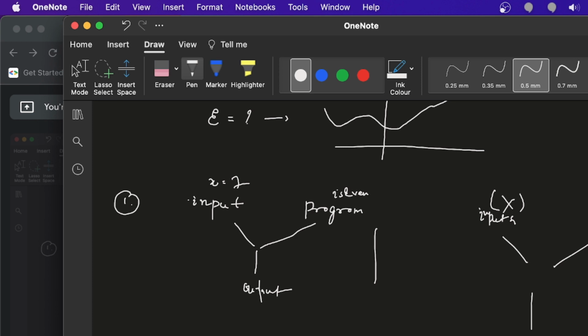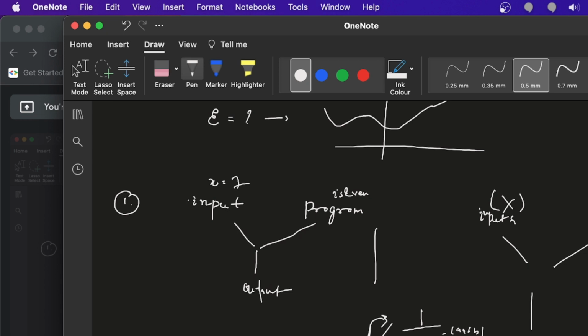This function f of x could be anything, like ax square plus bx plus c, or ax plus b, or e raised to the power minus ax plus b. This function could look like anything. It depends on what we are going to predict.